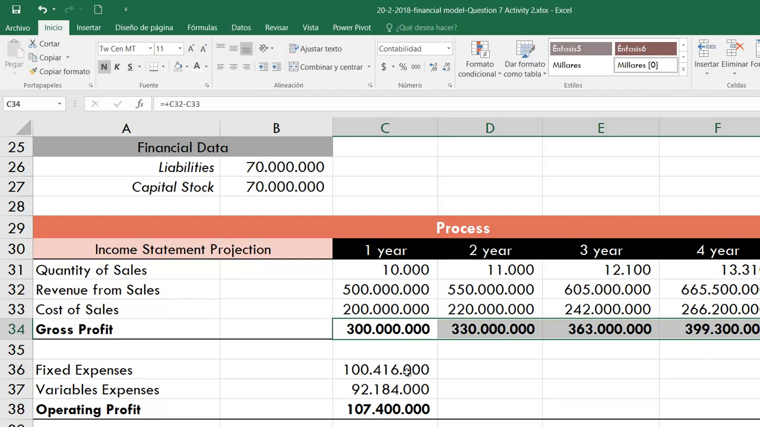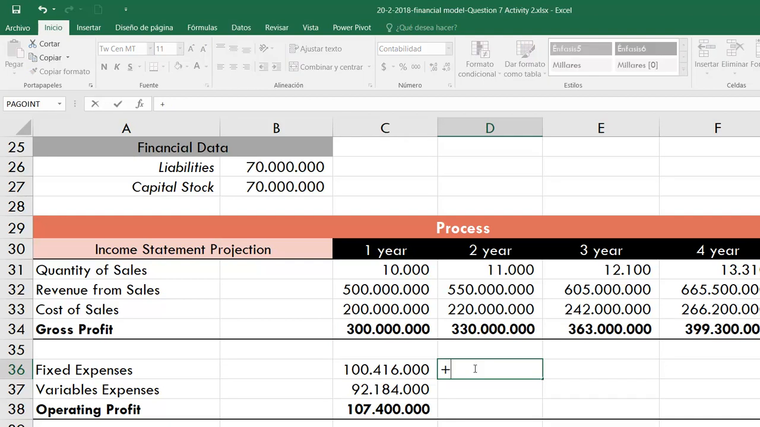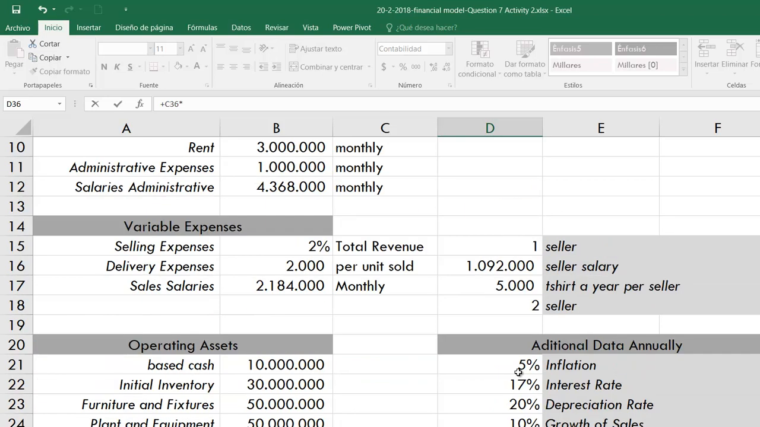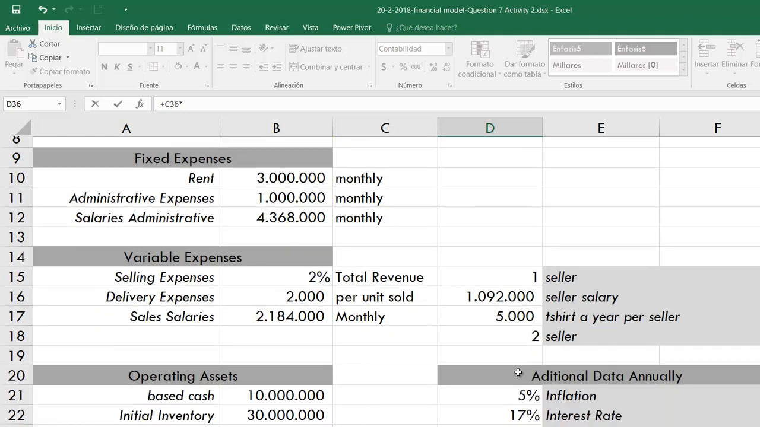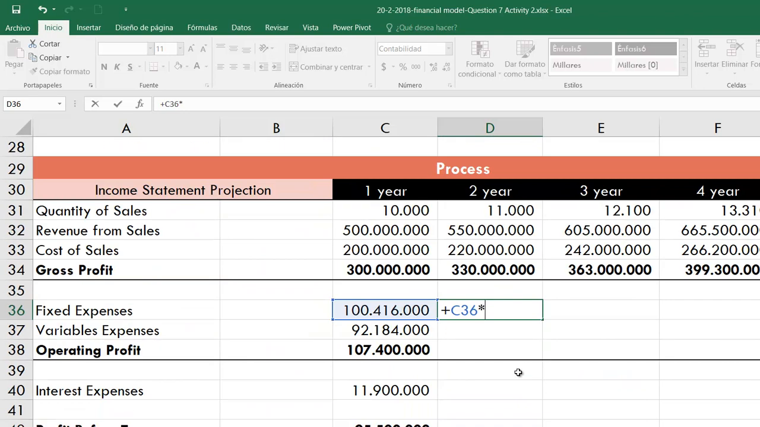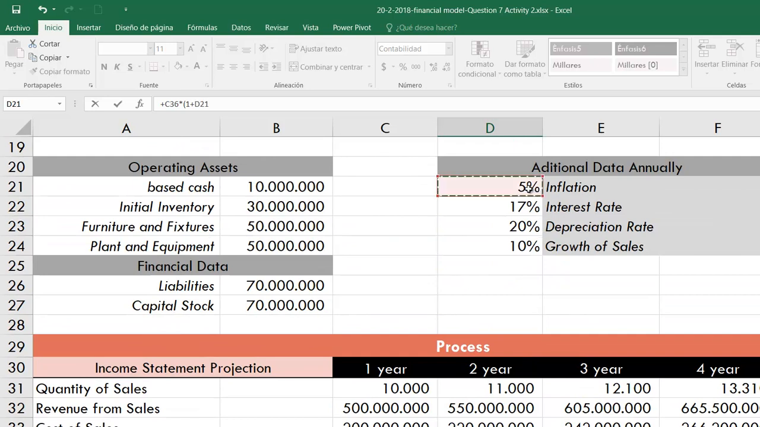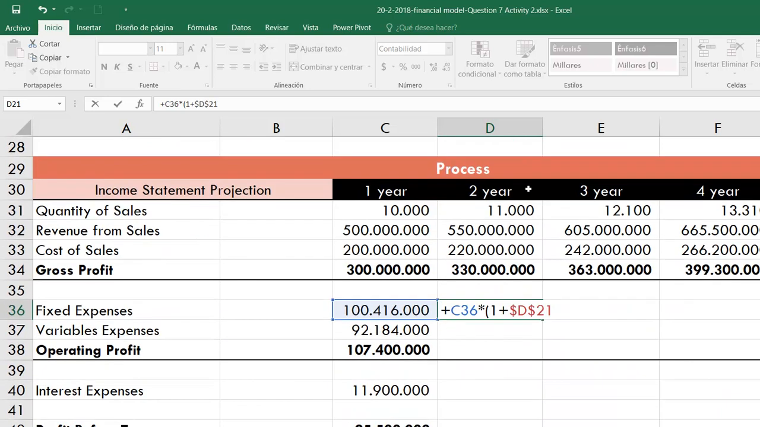Then my fixed expenses won't change in the first year, but in the second year they need to increase at the inflation rate, because rent will be increased at the inflation rate. Also some expenses, administrative expenses and salaries, should increase at the inflation rate. So again, in order to increase this, times open parenthesis, 1 plus my inflation rate, which should be fixed, it's F4 on my keyboard, close parentheses, and then I drag it to the right.